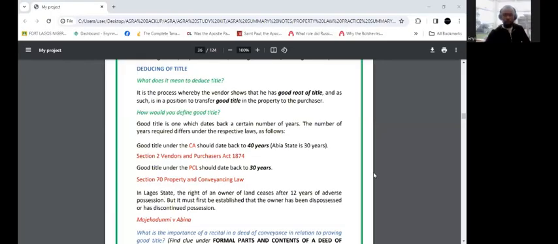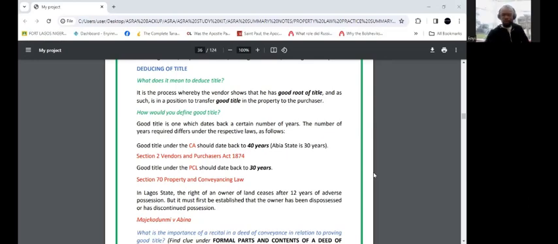Hi, so today we're going to be learning about deducing of title. Now, deducing of title is the process by which the vendor in a transaction for sale of land shows the purchaser that he has good root of title, which establishes that he's in a position to transfer good title to the purchaser.